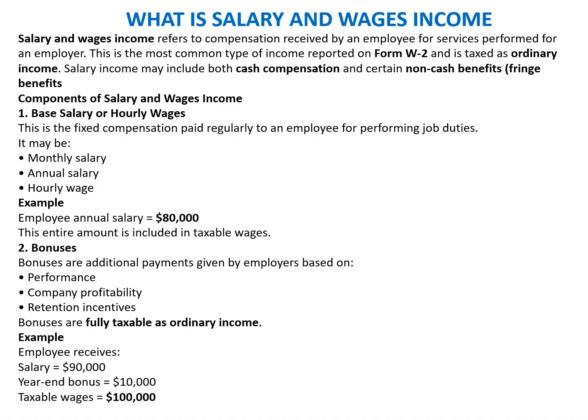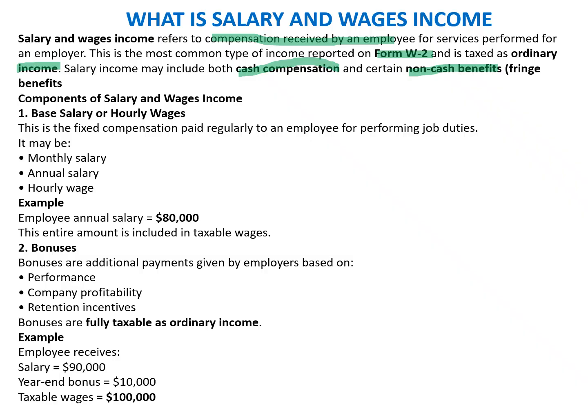Okay, so what is salary and wages income? Salary and wages income refers to the compensation received by the employee for services performed for an employer. This is the most common type of income reported on the Form W-2 and is taxed as ordinary income. So salary is a part of ordinary income. All the components of the salary are included to calculate the gross income, and then there are some exclusions. Then we'll calculate the tax and pay the tax, and the employer reports the tax in the form of withholding tax under the Form W-2. So it includes both the cash components as well as the non-cash benefits.